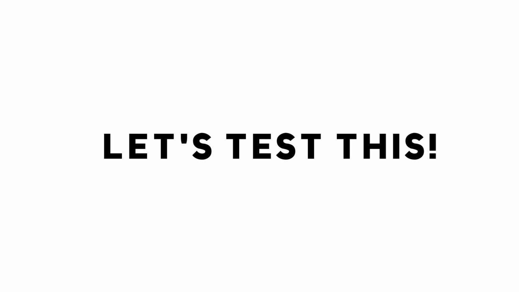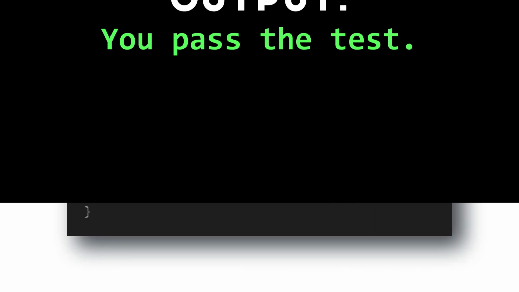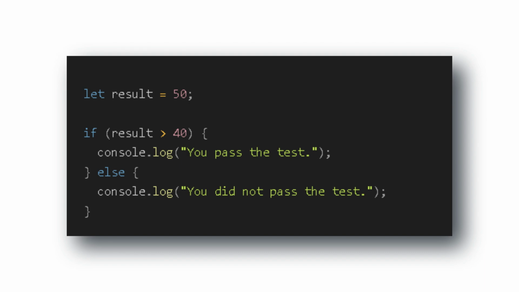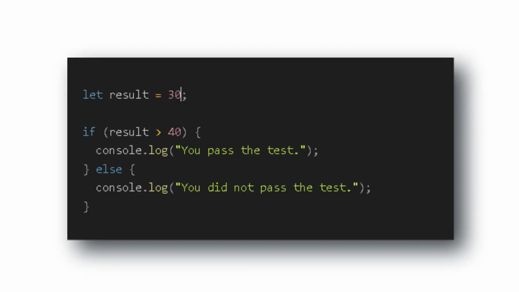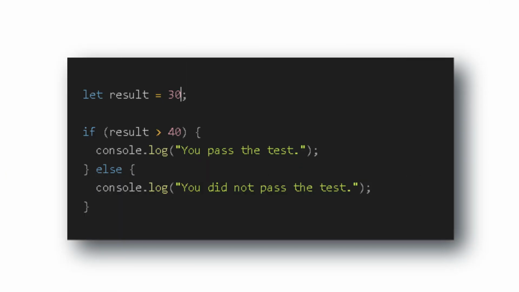Let's test this. When result is equal to 50, the output is you pass the test because 50 is obviously greater than 40. But let's change result to say 30 and rerun the code. Now the output is you did not pass the test because the condition result is greater than 40 is false.